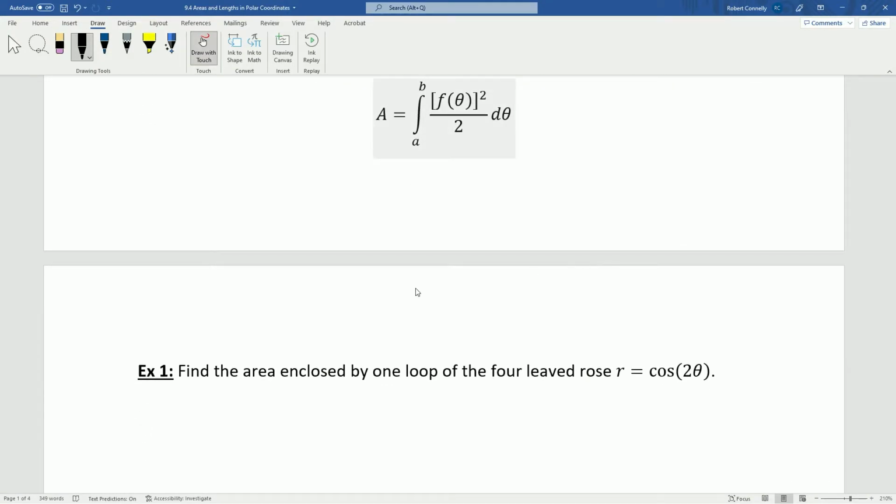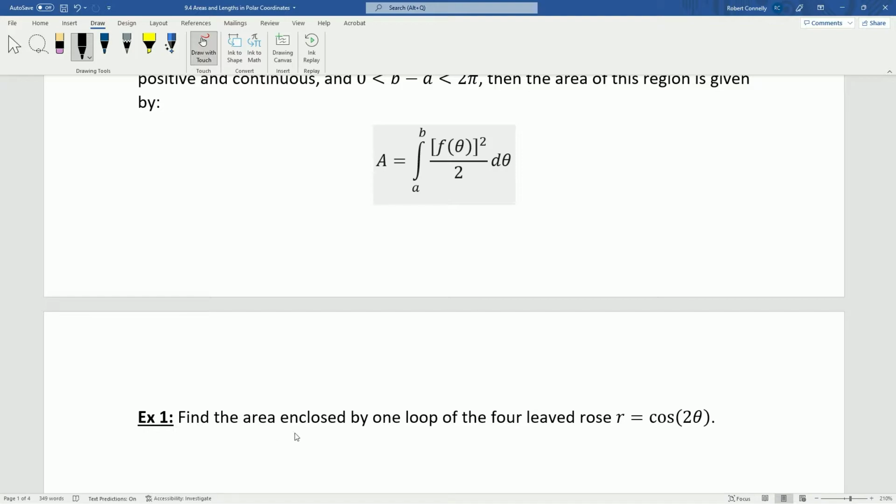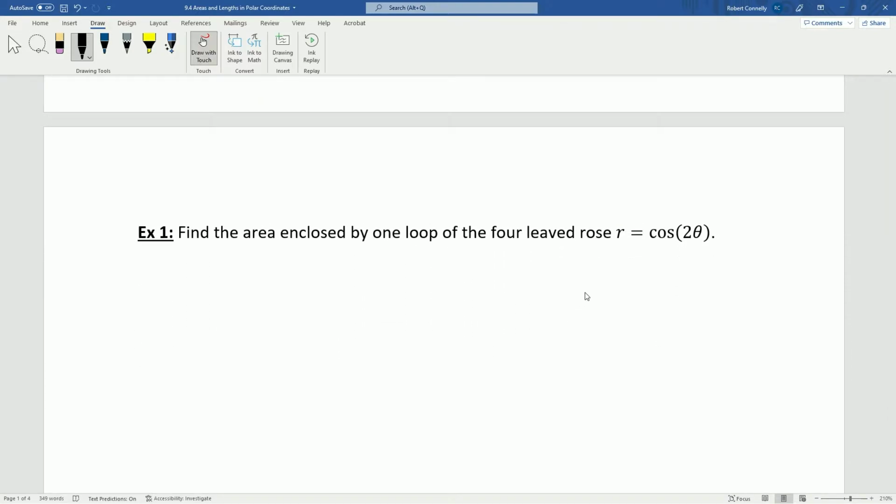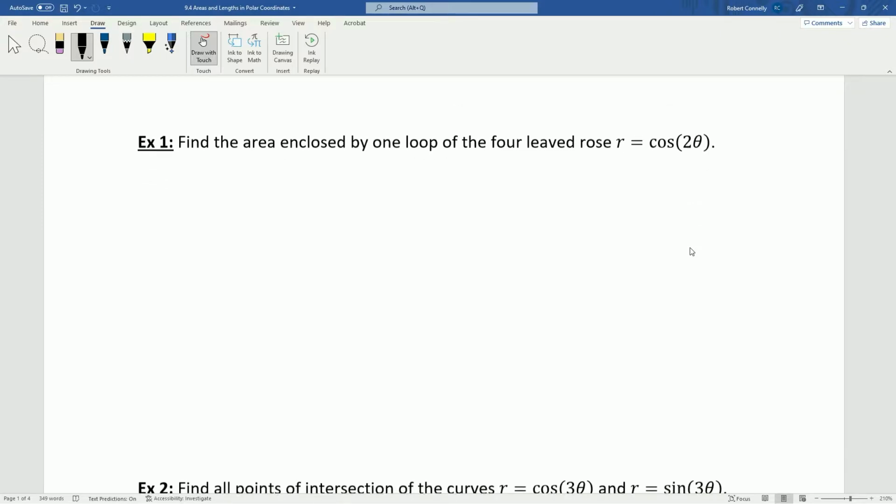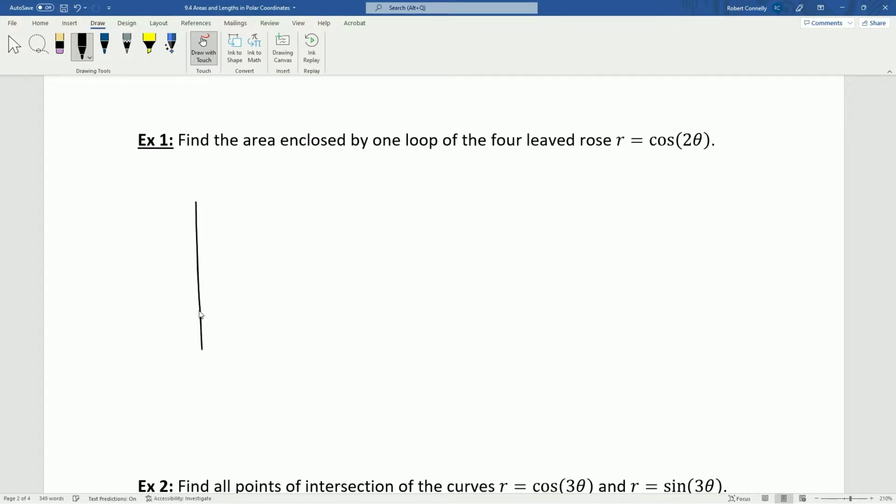Okay, so let's do an example here. Find the area enclosed by one loop of the four-leaved rose r equals cosine of 2 theta. We've talked about this graph before, but let's go ahead and graph a little bit of it again. So we know that when theta is 0, we get 1. And then we know that when theta is pi over 4, we get 0, and that this graph travels like this. And it does something basically like this for the rest of the time, right?